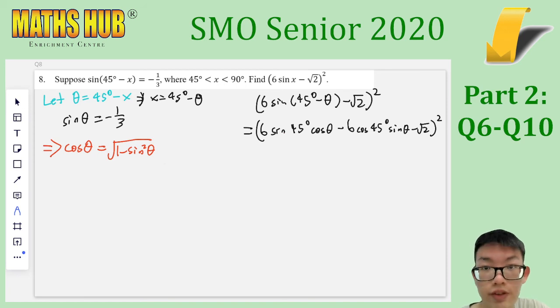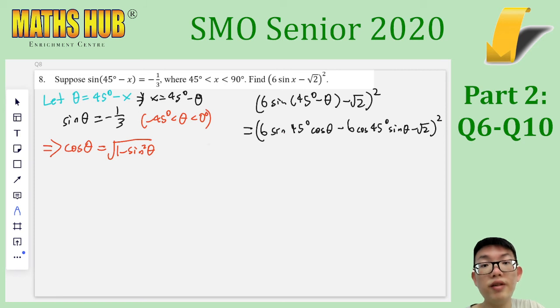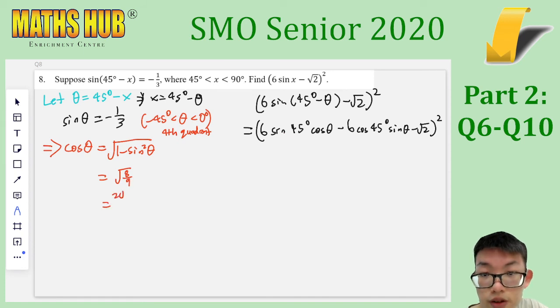Since theta is 45 degrees minus x, it means that theta is between negative 45 degrees and 0. And we know that for cosine, it is positive in the 4th quadrant. So therefore, we can say indeed that cosine theta will be positive, and it is the positive square root of 1 minus sine squared theta. So this would be square root 8 over 9, which simplifies to 2 root 2 over 3.